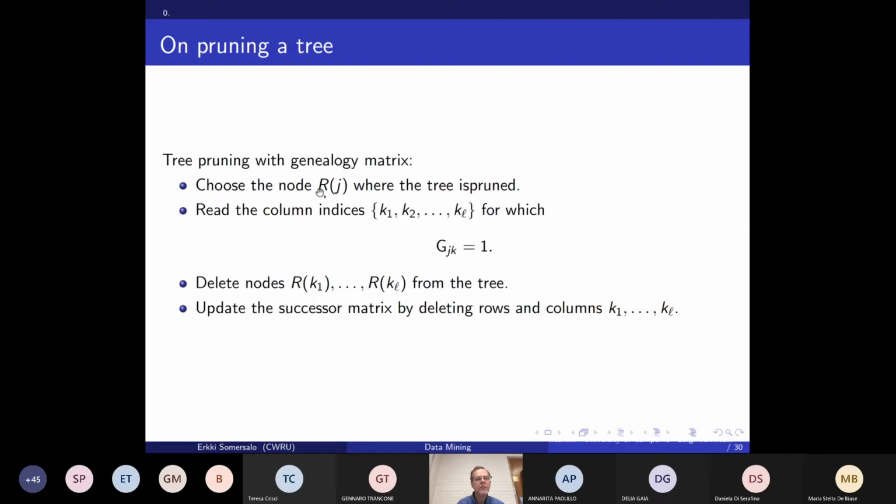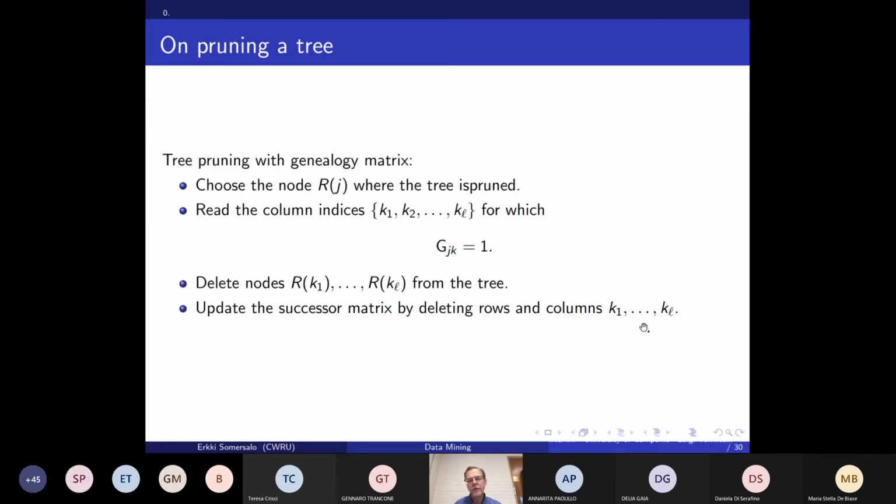Now, if you want to prune from Rj, when you do this testing of how the tree is performing in terms of the cost complexity, you choose one node, then you read which nodes are under it by reading the jth row from your genealogy matrix, and you remove all those nodes, and that's your new tree. Now, of course, once you do that, if you decide to use this tree, you have to update your successor matrix. This is simple, because you just delete the rows and columns of the nodes that you removed, because they are no longer in the tree, but everything else is in the tree. So when you're removing the rows and columns K1 to KL, you're removing everything that is below the nodes that you have taken out.